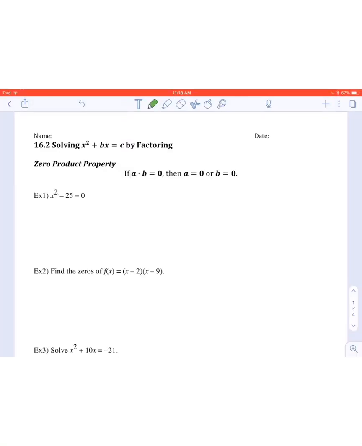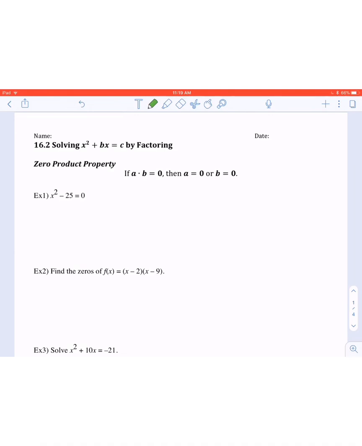16.2 solving x squared plus bx is equal to c by factoring. I would like you guys to refer back to modules 14 and 15 to review some factoring so that you could do this lesson a lot easier.